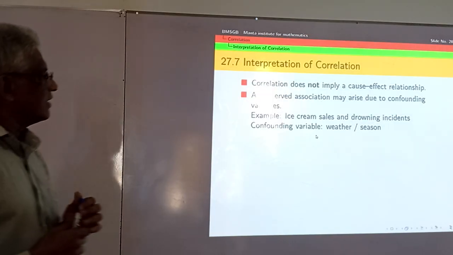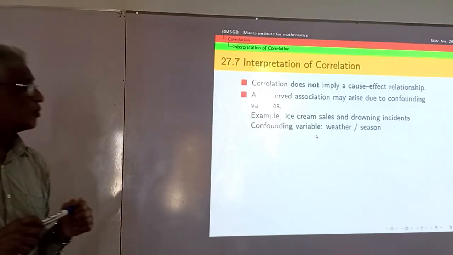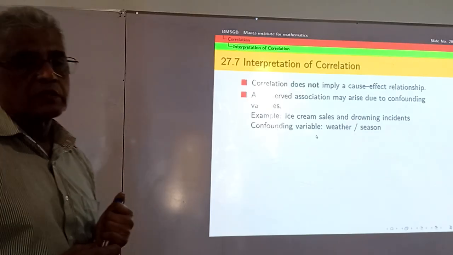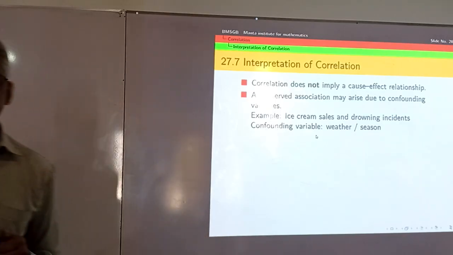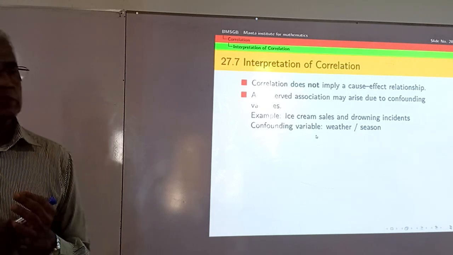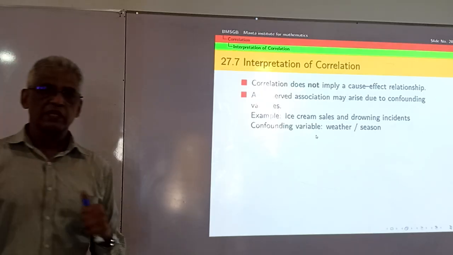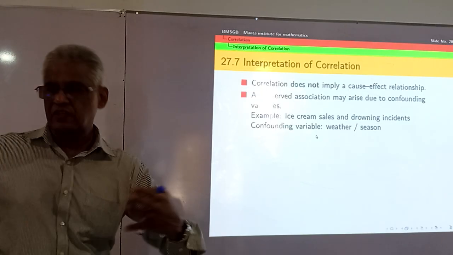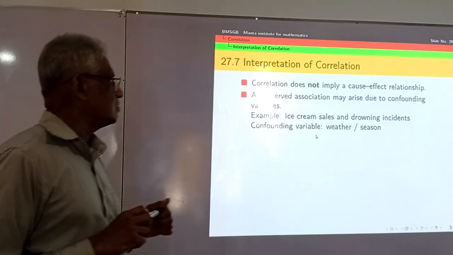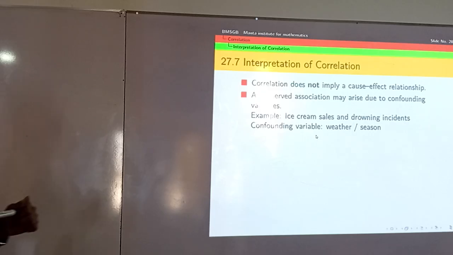Now another thing is that usually we calculate these correlations based on the data coming from observational studies. So we already know that in observational studies, even though there is a high correlation between two variables, it doesn't mean that there is a causation, that one variable causes the other one. It just says there is some kind of association. Sometimes these associations may be real associations, or sometimes they can be spurious.